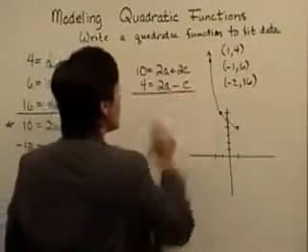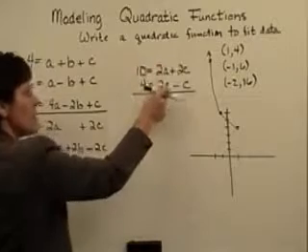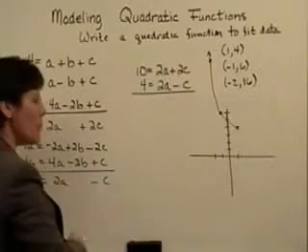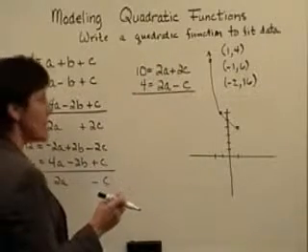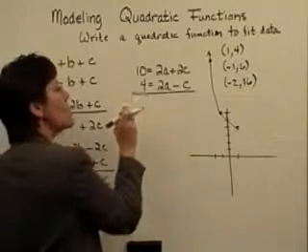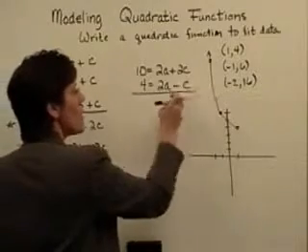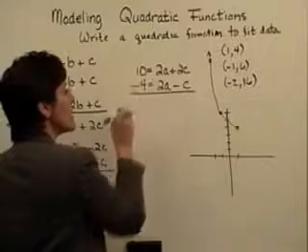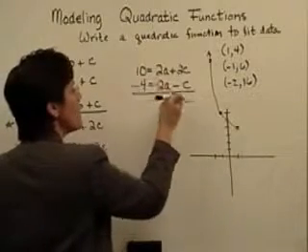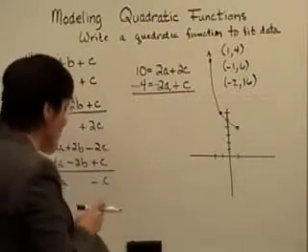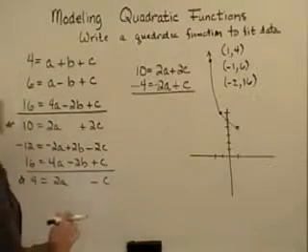To save myself a little bit of space, I see that these a terms have the same coefficient, and I want to add them. I like to use what's called the addition or elimination method. So I'm going to add the opposites. I'm going to multiply this whole equation by a negative 1. So I'm going to make that a minus 4, I'm going to make that a negative 2, and I'm going to make that a positive c. I can do that because I've multiplied both sides by a negative 1.